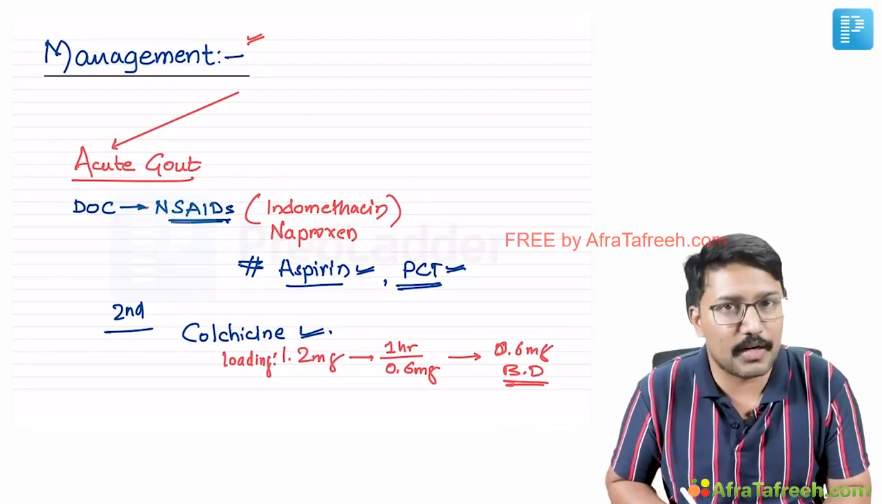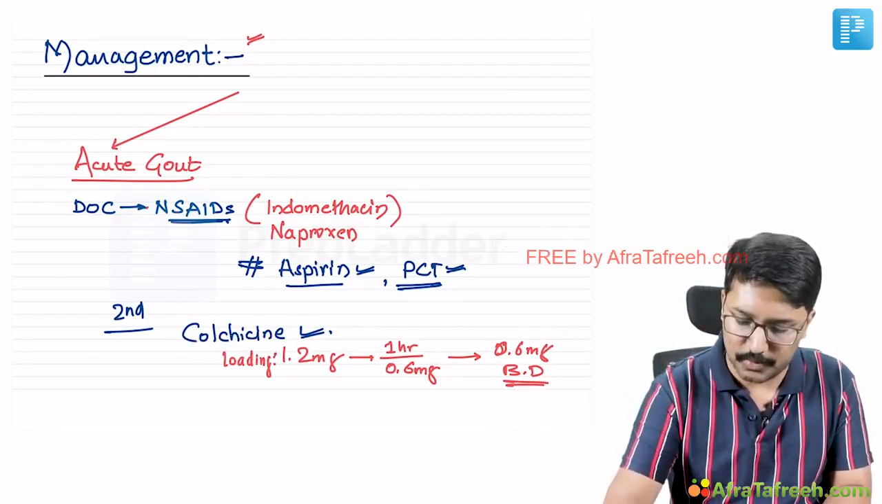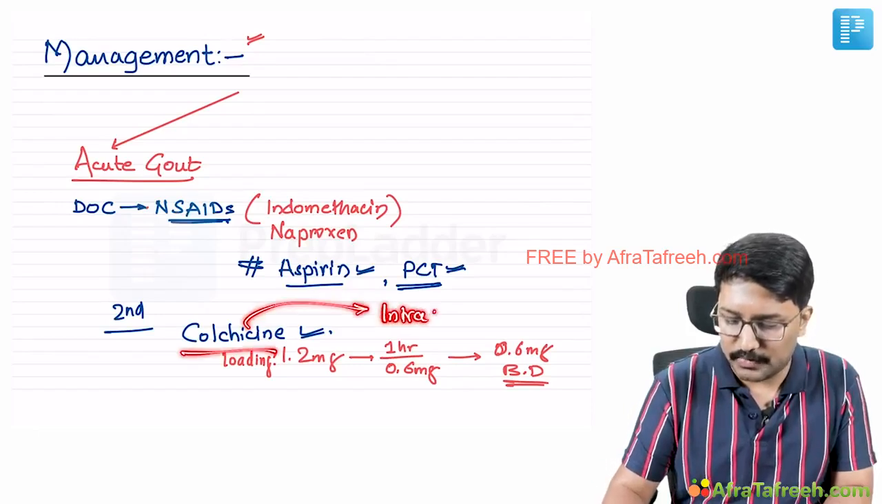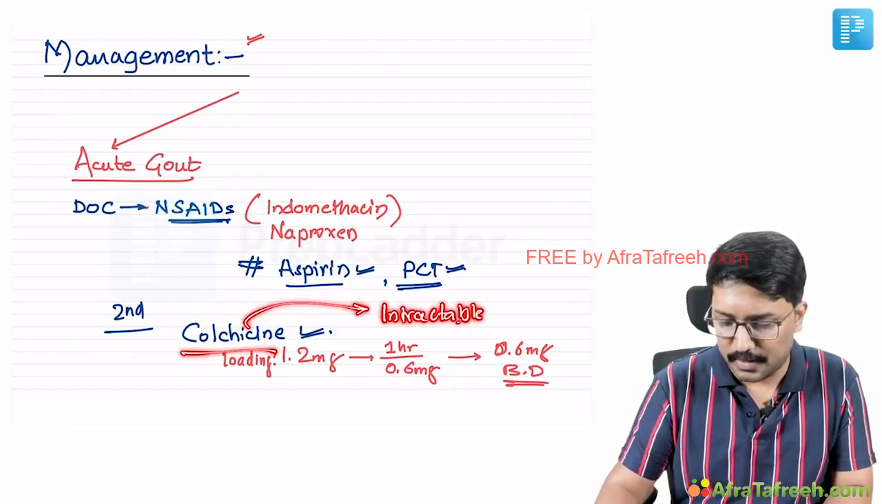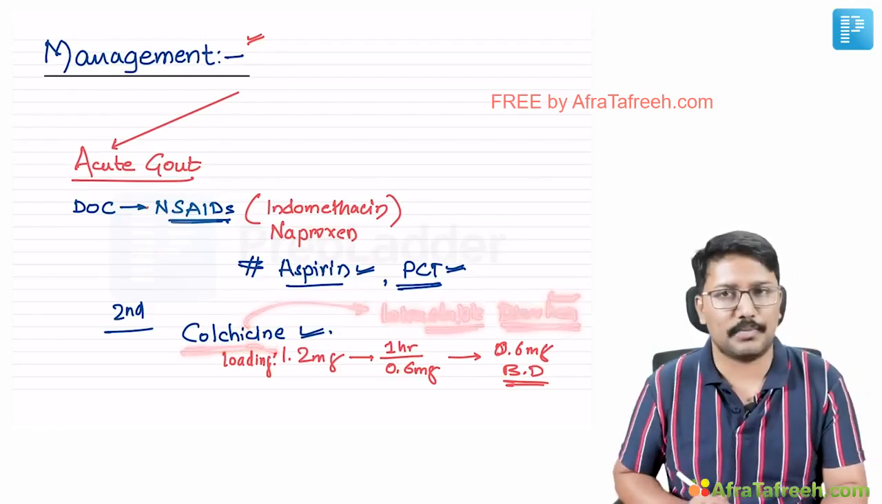We should also be aware about the side effects of colchicine, because colchicine is not well tolerated by most of the patients. So what is the side effect it can cause? It can cause intractable diarrhea, or very severe diarrhea, and patients often find it difficult to tolerate it. Intractable diarrhea is one thing I want you to particularly remember as a side effect of colchicine.